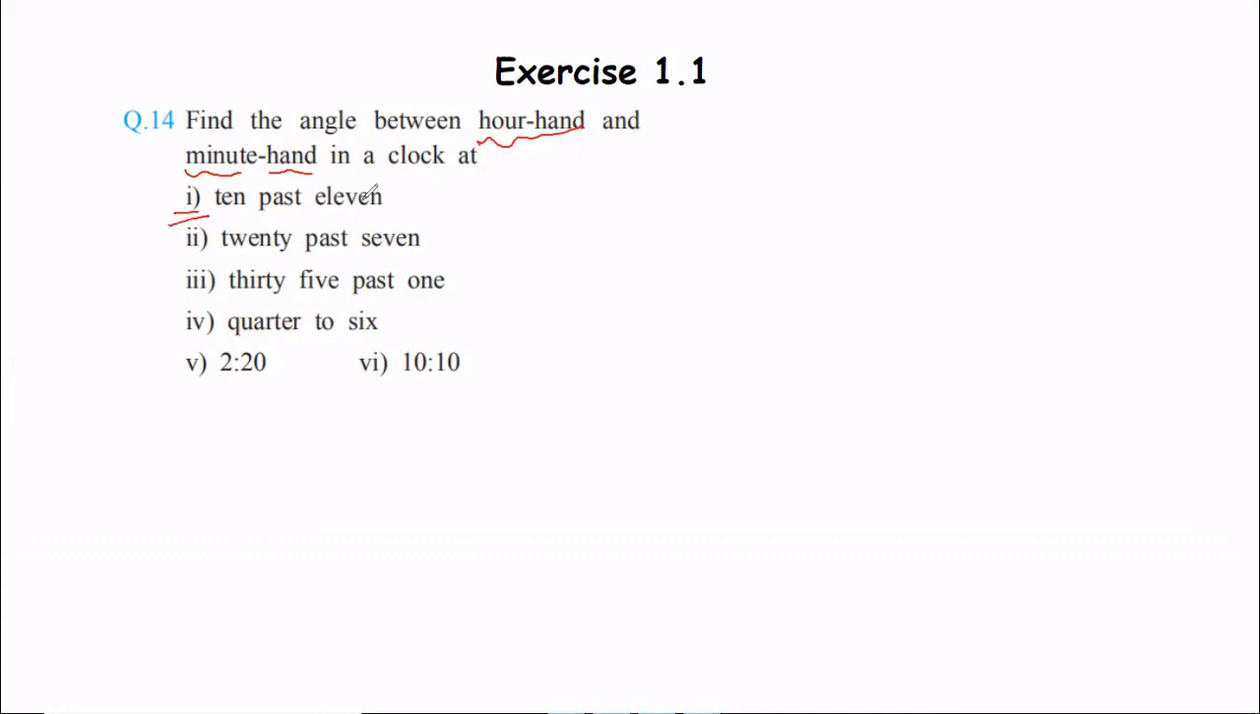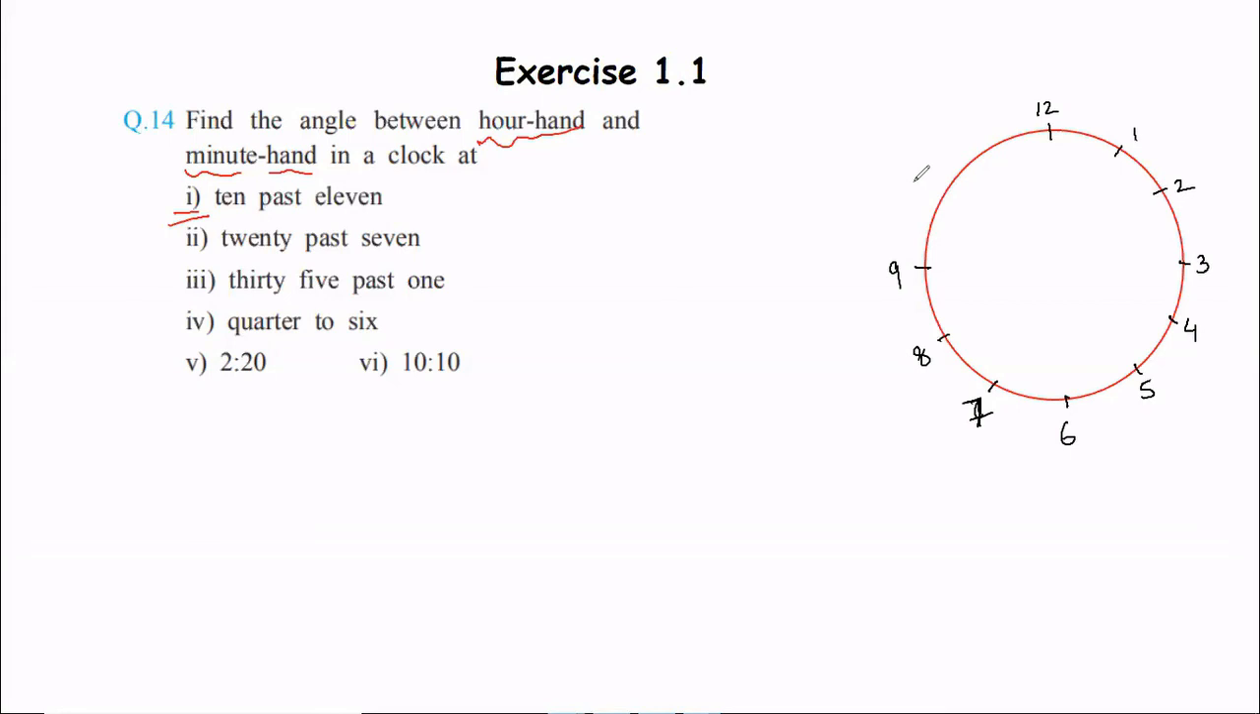So let's draw a clock first. I'm drawing the circle a bit big so we can properly mark things. So 12 will be over here, 1, 3 will be over here, 6, 9. Okay, 1, 2, 4, 5, 7, 8, 10, and 11. So that's the clock we have.